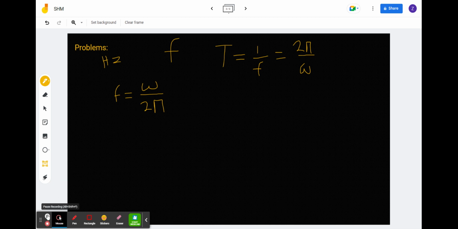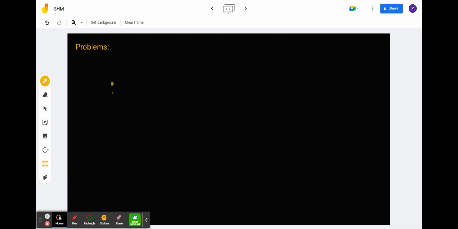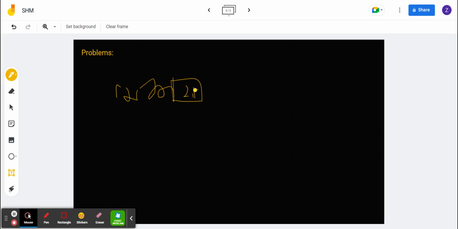Now let's move on to some problems. So just a quick problem that we could do is a spring with a mass attached to it. And let's say this has a mass of 2 kilograms.